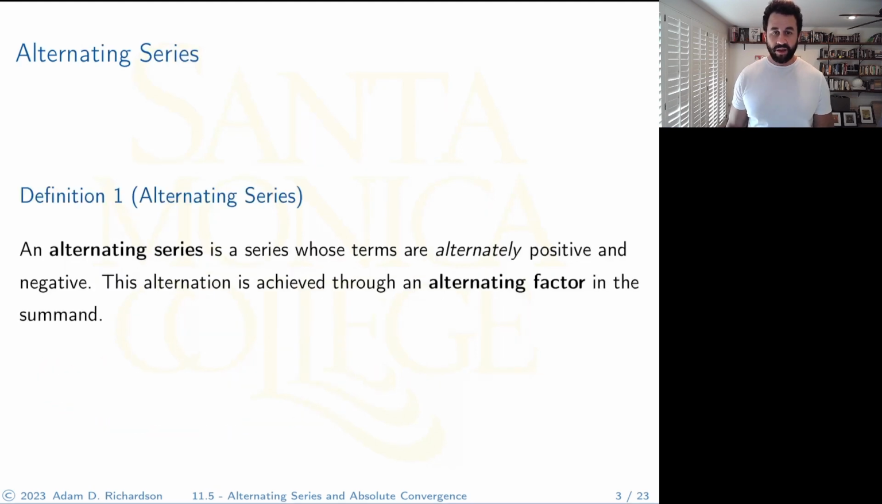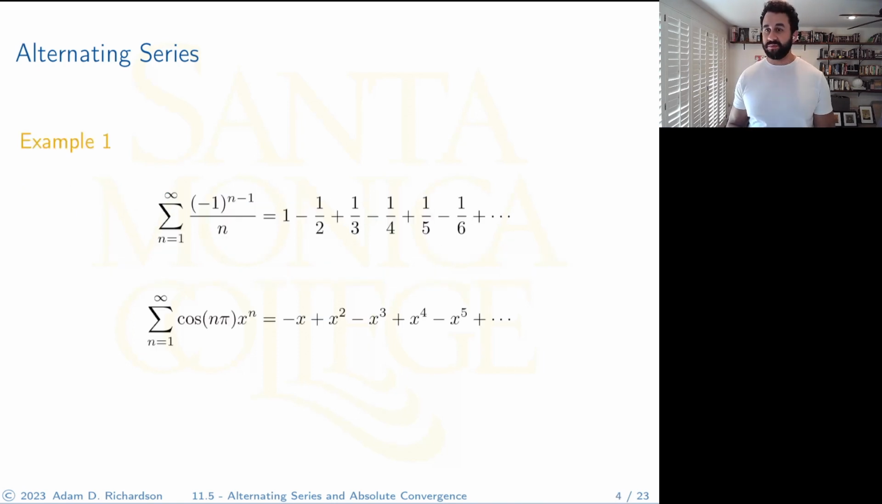So here we go. What is an alternating series? Well, maybe not surprisingly, an alternating series is a series whose terms are alternately positive and negative. In other words, the terms of the series change sign at every step. How do you get this alternation? You achieve it through an alternating factor, which is something we've seen a few times now. So if you have an alternating series, there's an alternating factor giving you that alternation. Here are a couple of easy examples.